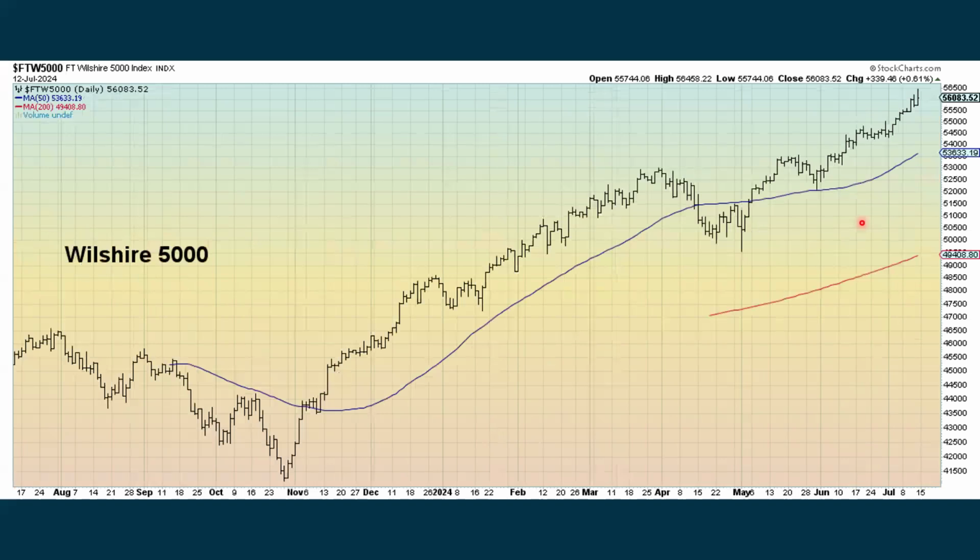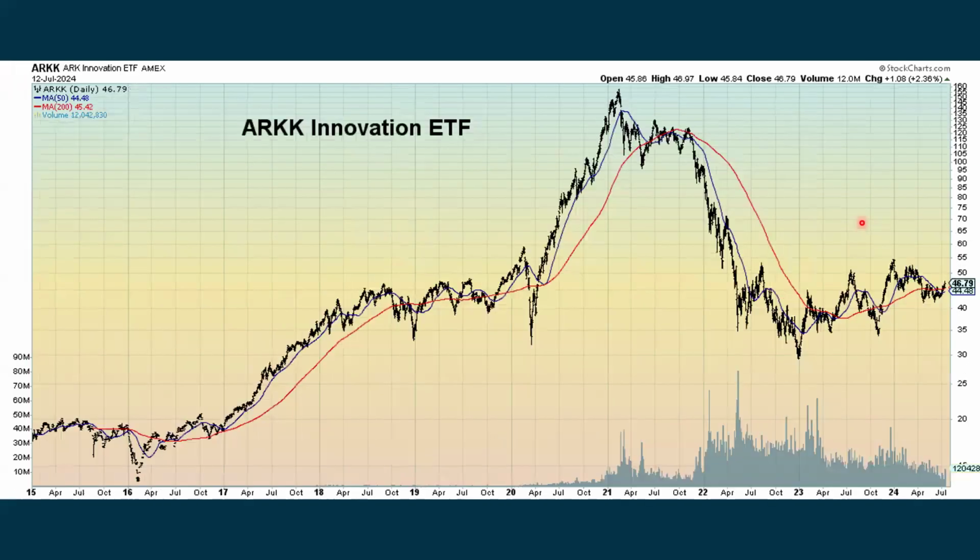The Wilshire coming off of setting recent all-time highs. That's another broad market index. ARK, which really has just been a disappointment. It's in a downtrend. The blue line is crossed below the red line. It did tick up a little bit. It was up 2.38% on Friday. But after the nice run up in 2020 into 2021, it's really been a disappointment to a lot of folks that get into this ETF.